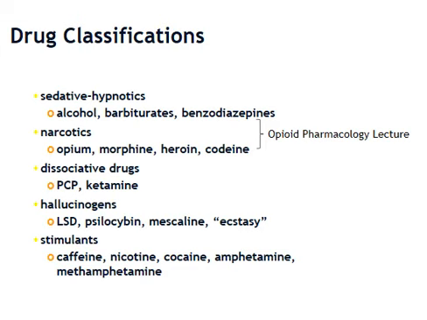And then in terms of the drug classifications, when we talk about sedative hypnotics, we're loosely putting in alcohol, barbiturates, benzodiazepines. When we talk about narcotics, we're specifically referring to products derived from opium, so morphine, heroin, codeine. And of course, these two classes were covered in the opioid lecture previously.